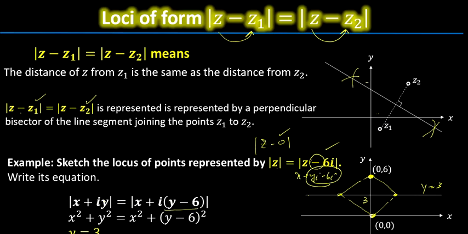Now take the modulus on both sides: the square root of x squared plus y squared, and the square root of x squared plus (y - 6) squared. The roots cancel out. If you expand the right side, you have x squared plus y squared minus 12y plus 36. On that side, x squared cancels, y squared cancels, and simply 12y becomes 36. Hopefully the idea is clear. If you need to do this again, pause the video, repeat this part, take your notes, then move forward.